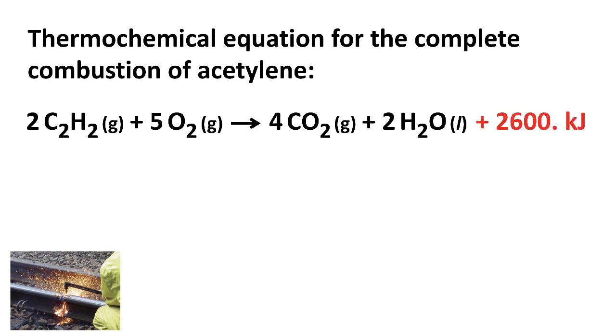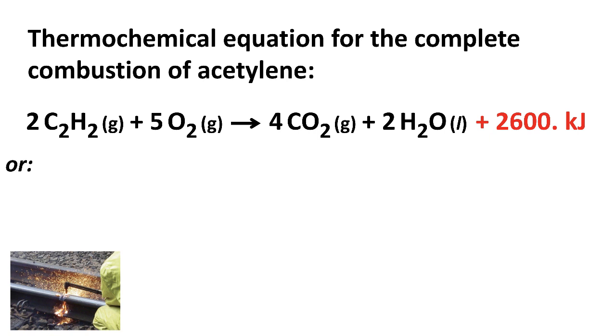So it turns out that 2,600 kilojoules of energy are given off when 2 moles of acetylene react with 5 moles of oxygen and make 4 moles of carbon dioxide and 2 moles of water. So this is now a thermochemical equation, and it shows that heat is a product of the reaction, and it shows explicitly how much heat is a product of the reaction.